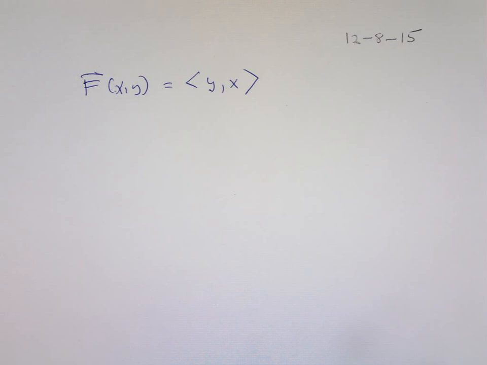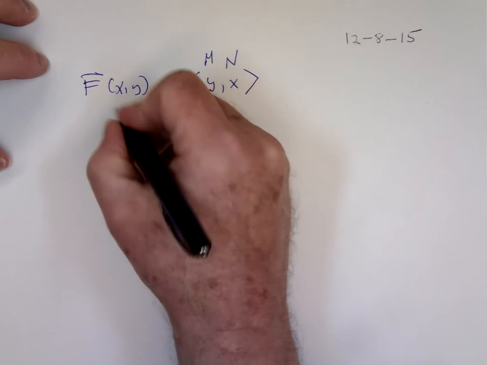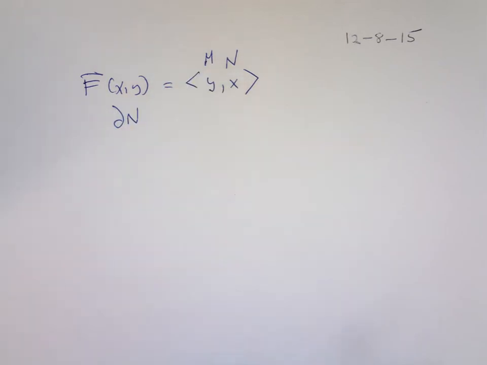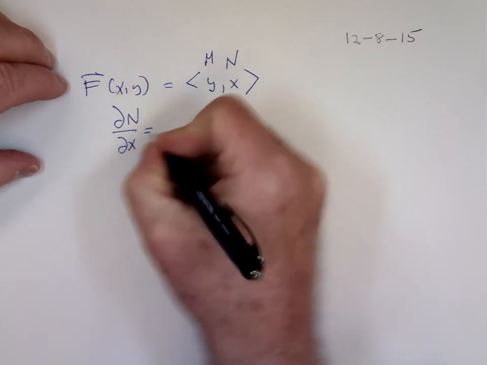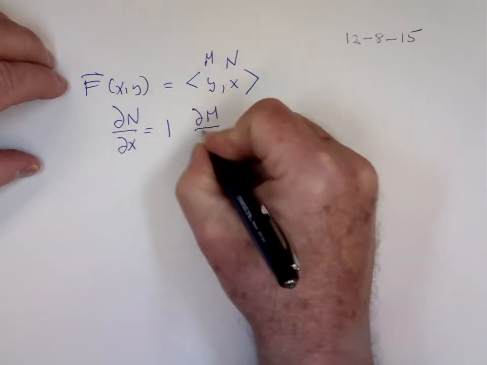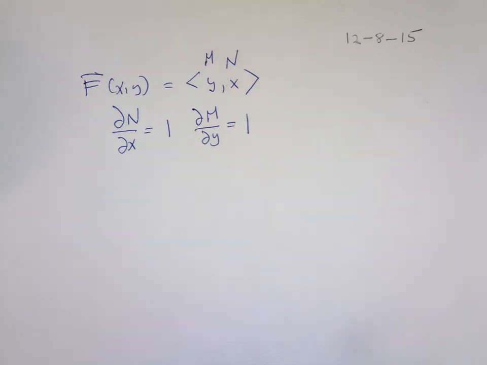Okay, here's a vector field, y x. What it's doing is assigning a vector to each point in the plane. That vector is y x. Okay? So, we want to determine whether it's conservative or not. This is m, this is n. This is a homework problem. Partial of n with respect to x, 1. Partial of m with respect to y, 1. It is conservative. That means we can find a potential function.